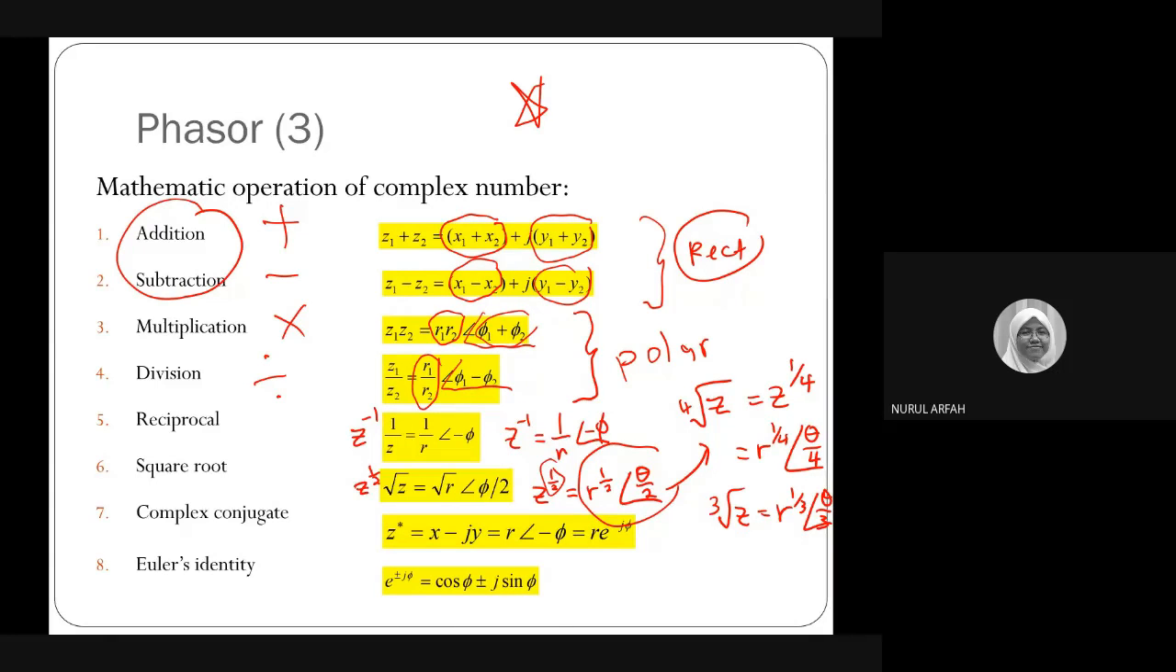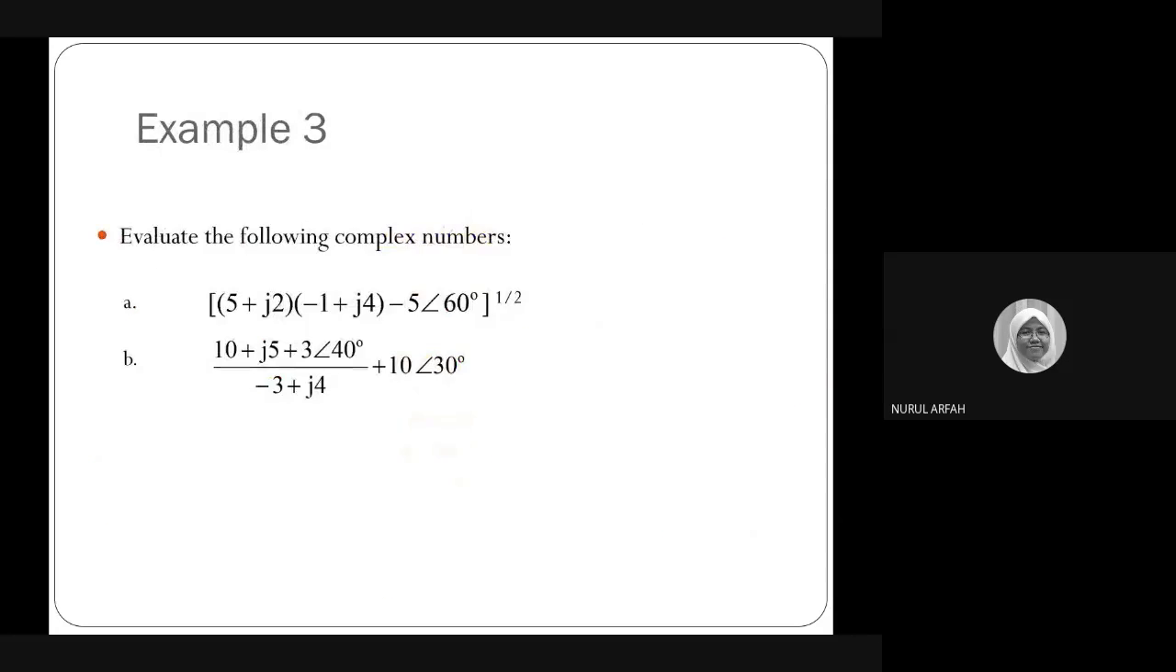Conjugate, you already know this. Then Euler's identity: if you have a plus sign, then you are going to have cosine theta plus j sin theta. But if you have a negative sign, then this will be cosine theta minus j sin theta. By now, I hope you do not fall asleep.